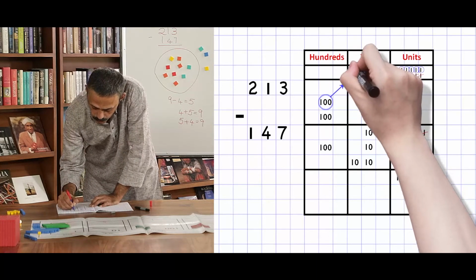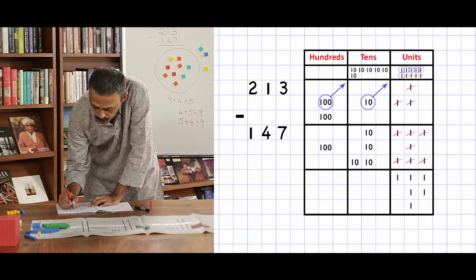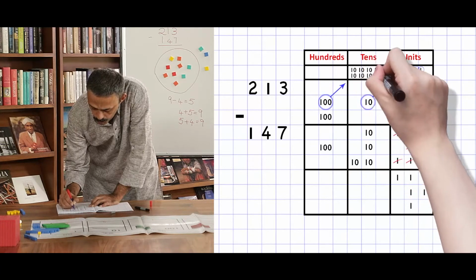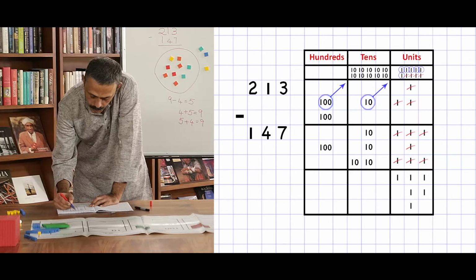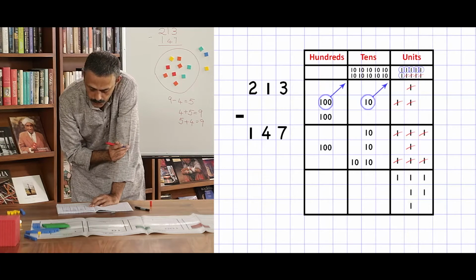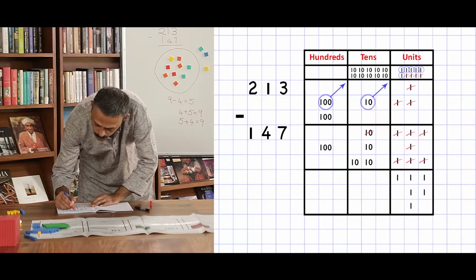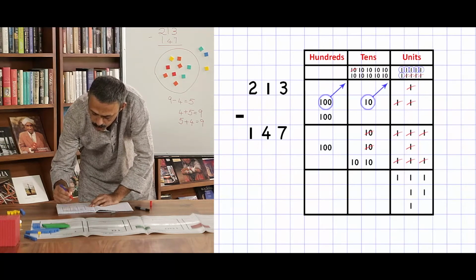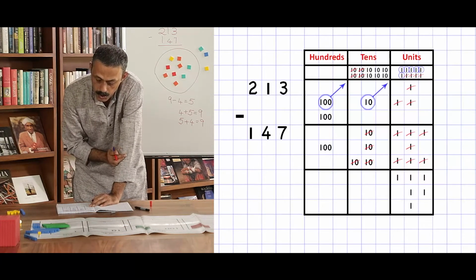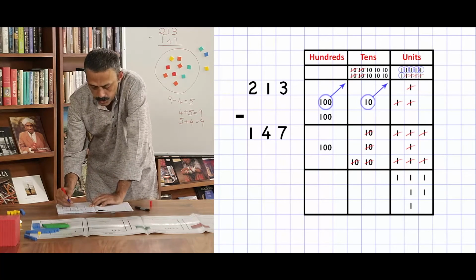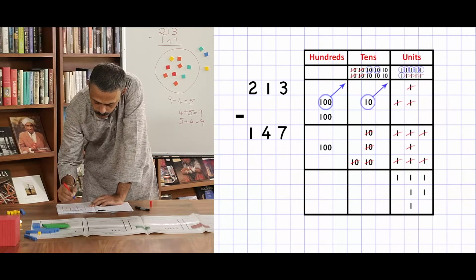1 ten, 2 tens, 3, 4, 5, 6, 7, 8, 9, and 10 tens. I have 10 tens now. I had nothing here, but I got 10 tens now. Let me see if I can remove 4 tens. 1 ten, 2 tens, 3 tens, 4 tens. How many tens are left?